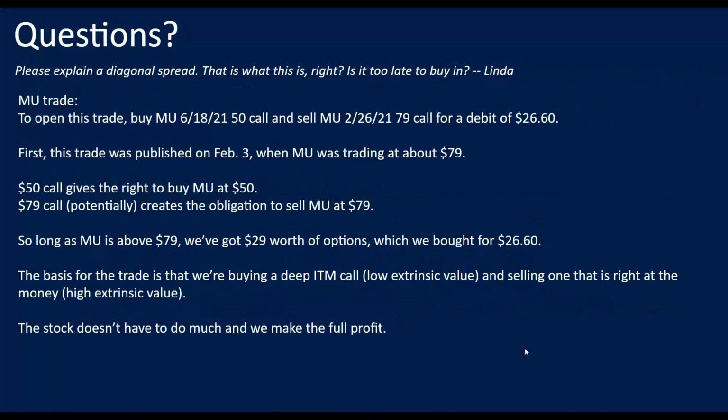All right, so Linda had a question about diagonal spreads. This is a trade she was looking at from our diagonal spreads portfolio, and this is directly from the note that we emailed to everybody. To open this trade, buy the MU June 18 50 call and sell the MU 226.79 call for a debit of 26.60.